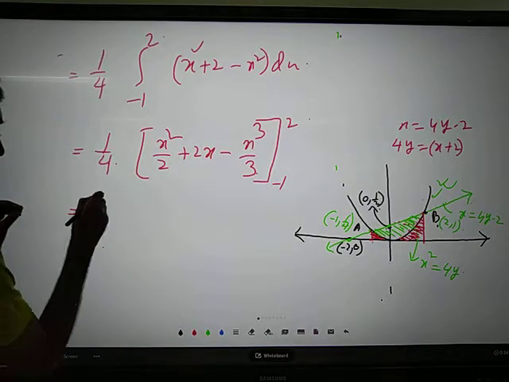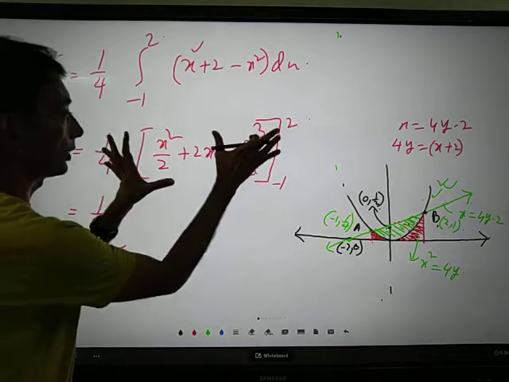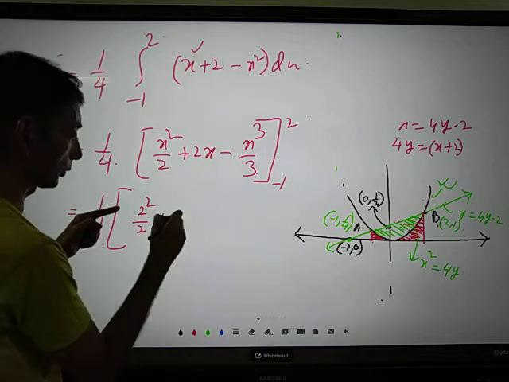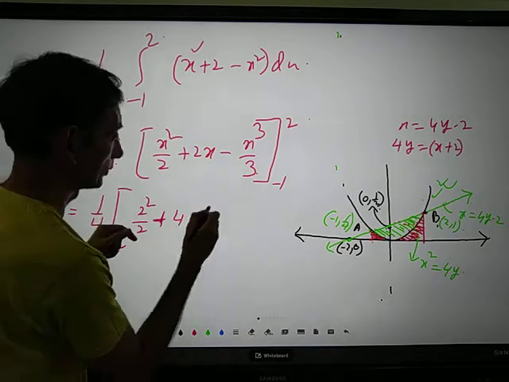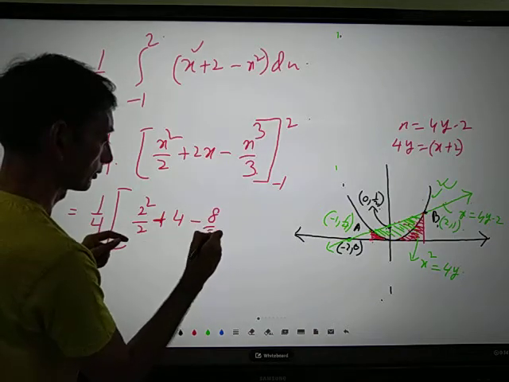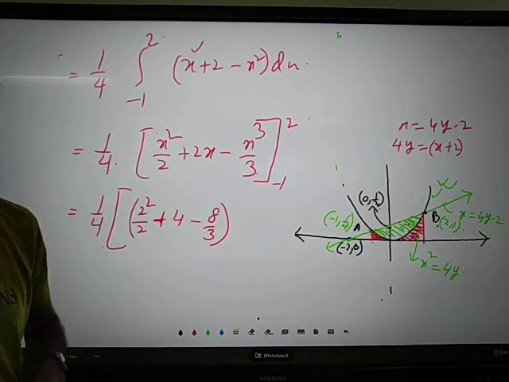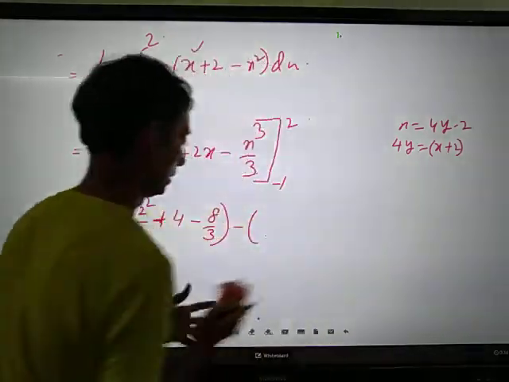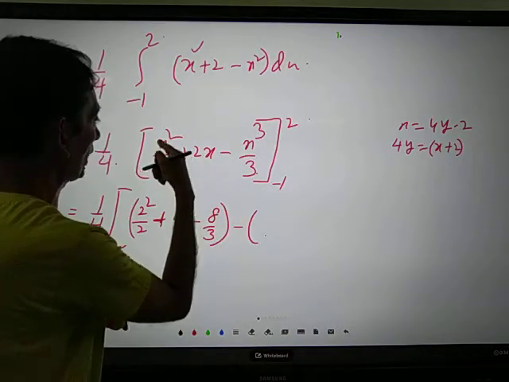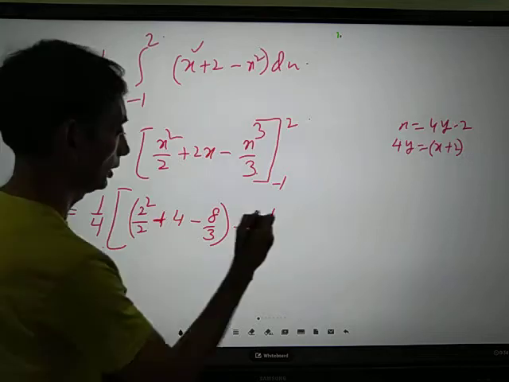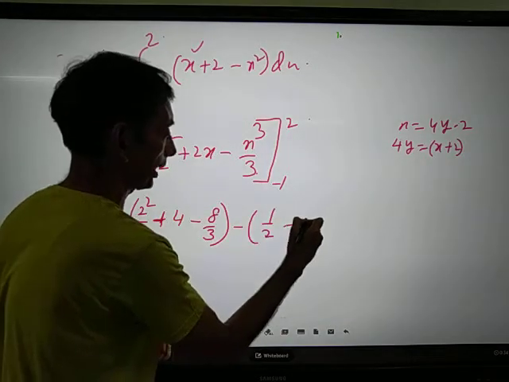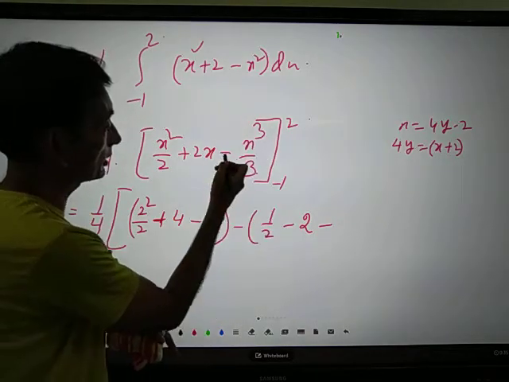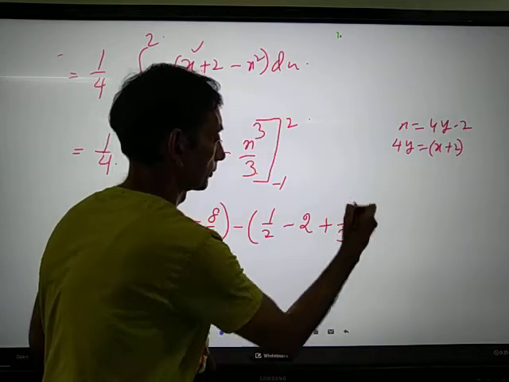Next, 1 by 4. We'll substitute the value 2 first: 2 squared by 2 plus 2 into 2, that is 4, then minus 2 cubed by 3, that is minus 8 by 3. Then minus, we substitute -1: -1 squared is plus 1 by 2, then -2 for the 2x term, and -1 cubed is minus, with the other minus, so it will be plus 1 by 3.